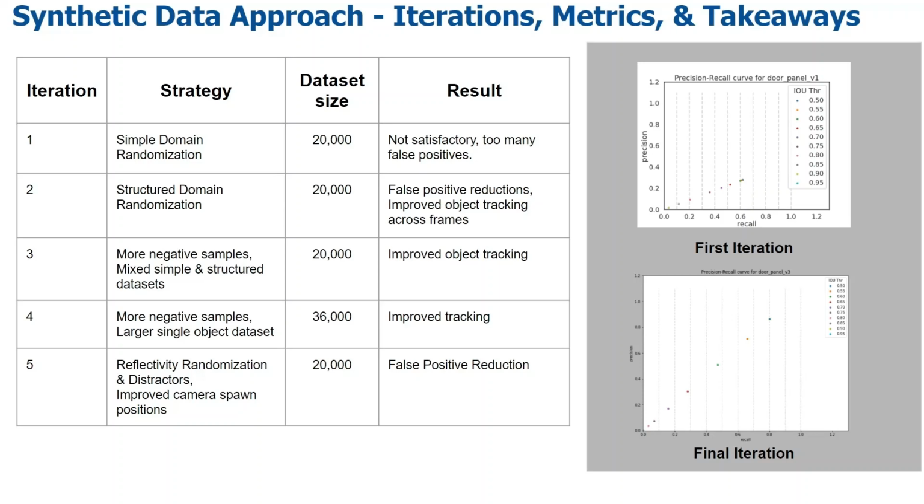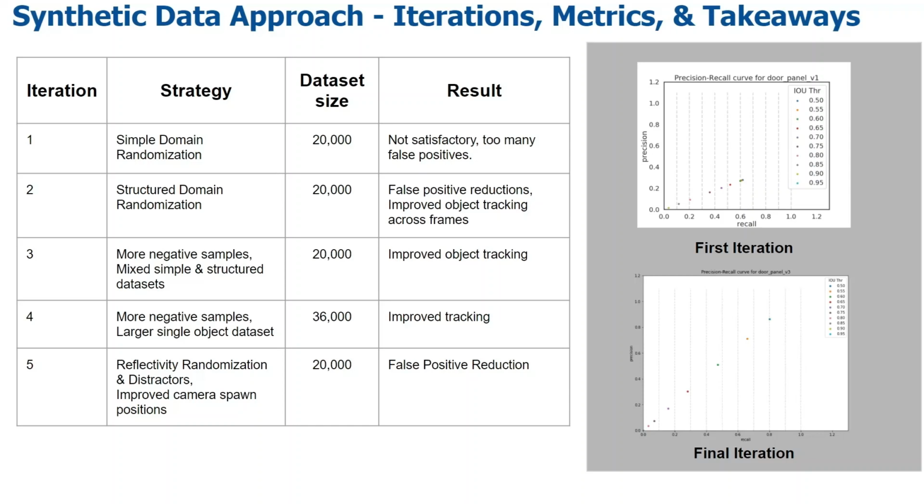Following this success, we tested additional changes, such as adding more negative samples, which are samples where the object is not in view, and mixing the simple and structured datasets. These changes further improved the object tracking across frames and made the bounding box tighter. In our fifth iteration, we further improved the randomization scripts and also added distractor objects, which help teach the model to ignore objects that look similar to but are not the target objects. As with the real-world training pipeline, we also generated PR curves at every iteration to help us choose a good probability threshold.